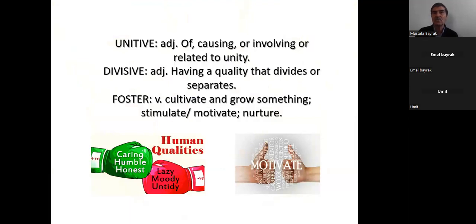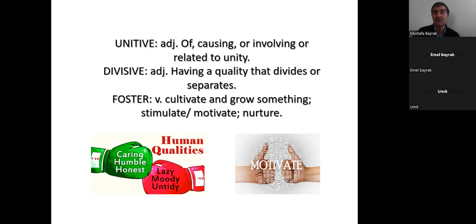Unitive means of or causing or involving or related to unity. A nice explanation. Unitive means causing unity. Unitive means involving unity, or related to unity. Four types of explanation. Divisive means, as an adjective, having a quality that divides or separates.